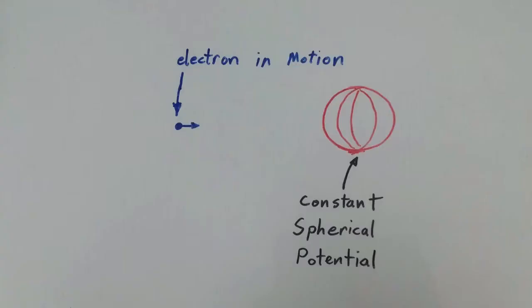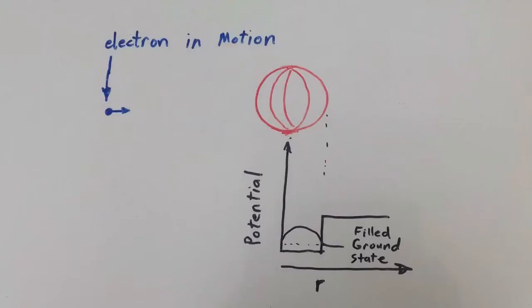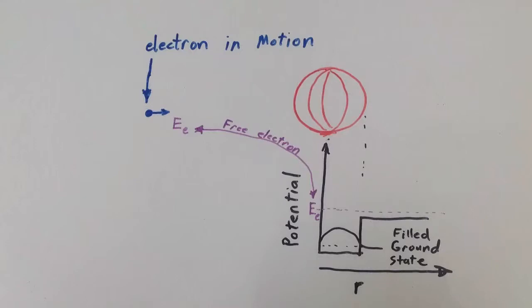Before we move on, I want to show a simple real-life example of how an electron can interact with the potential and not be affected outside of the potential. Here we show an electron approaching a spherical constant potential. We draw the potential below and fill in the lowest ground state. Now we draw the energy level of the free electron so that it is above the outside potential. This just means it is a free electron.